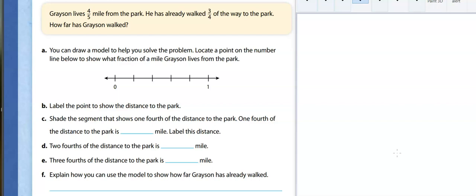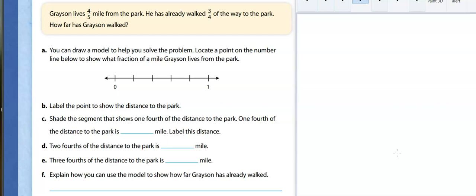Grayson lives 4/5 mile from the park. He has already walked 3/4 of the way to the park. How far has Grayson walked? Now the first thing you might think is I need to subtract. But in today's lesson, we are learning how to find a fraction of a fraction by using multiplication.